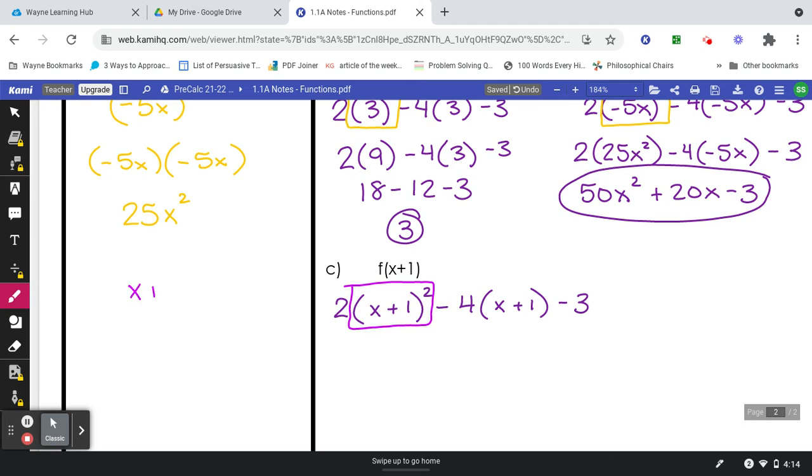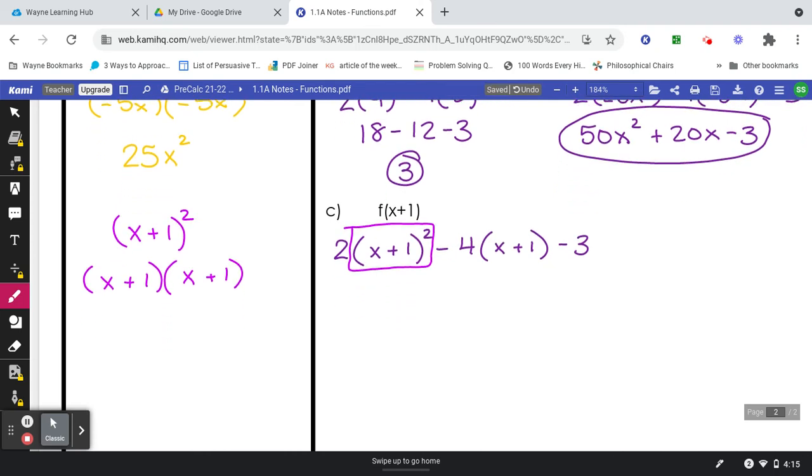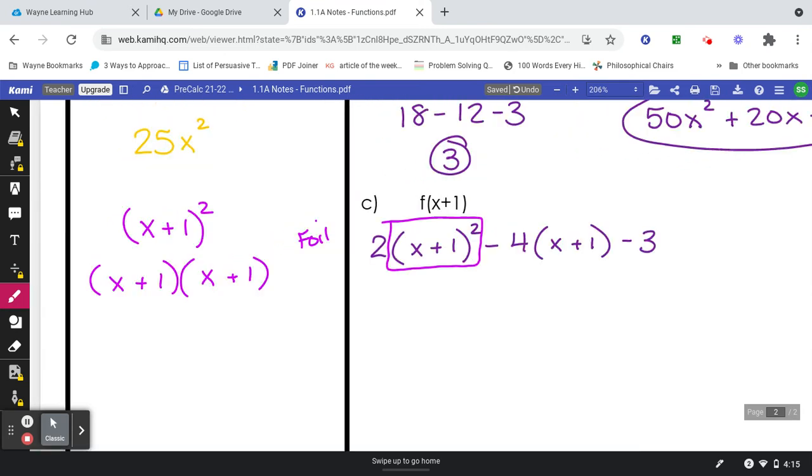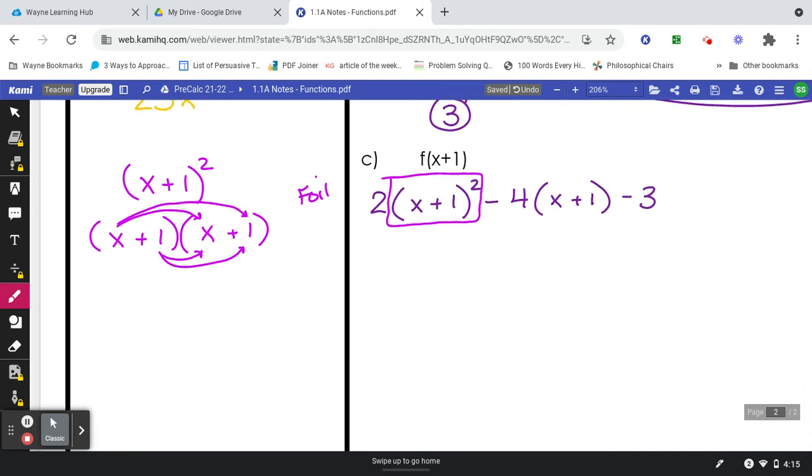So x plus 1 squared. We're going to write it out twice. And then we'll FOIL. If you don't like the idea of FOILing, you can always double distribute. So take x and multiply it once and twice. And then take the 1 and multiply it once and twice. It's essentially what FOILing is.